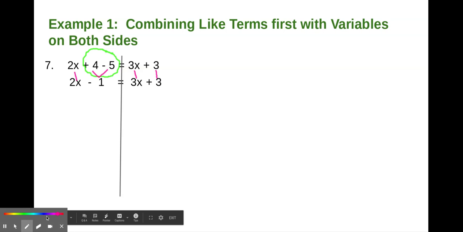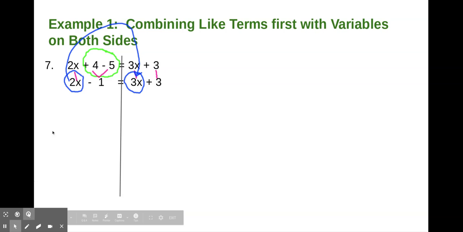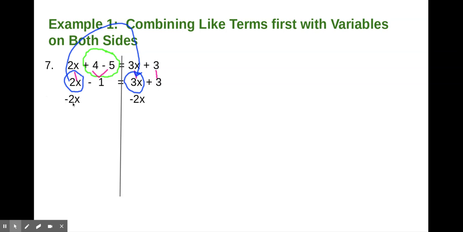If you look at your baby bear, mama bear, look at your variable terms. You have a 2x and you have a positive 3x. Well, your baby bear looks like the 2x. The 2x is smaller than the 3x. So the baby bear wants to meet its mama bear. To take the 2x over to the 3x, it has to become its opposite, because I want the 2x to go away on the left side. So this is a positive 2x, and we want to make it a negative 2x.